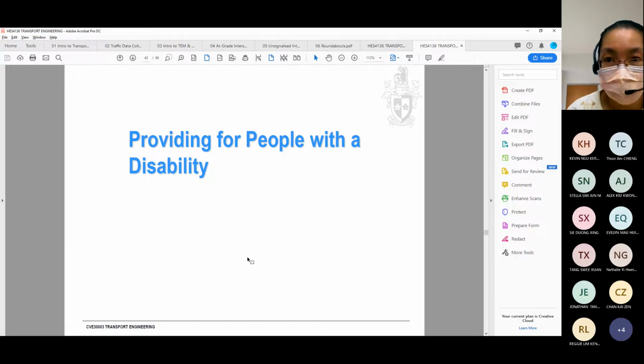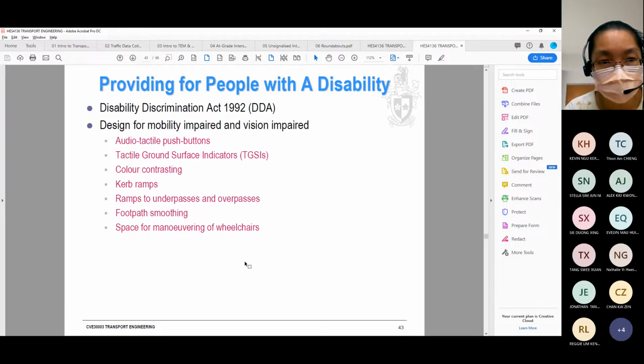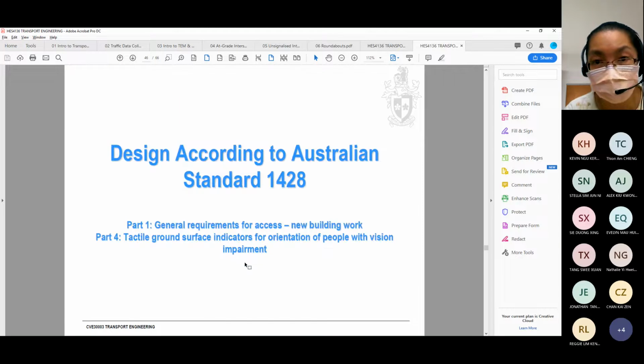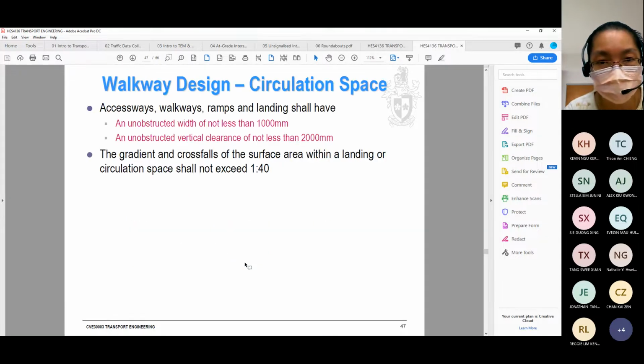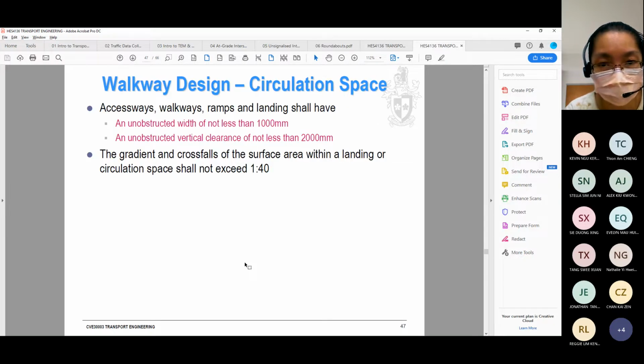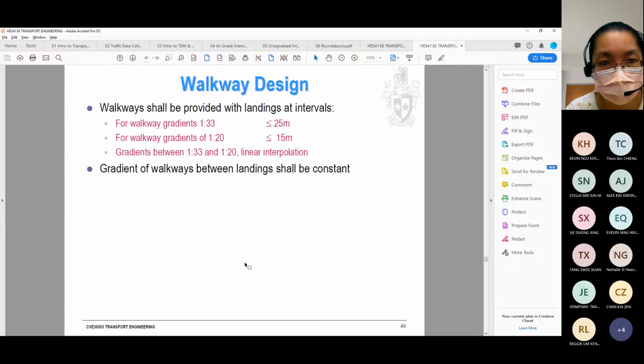And then in the second half of the pedestrian topic, we look at providing for people with disability, based on DDA 1992. In this part we have to design either ramp or walkway. The design requirement shall conform to AS 1428. So for all the gradients that are designed, it shall be less than what is stated here.